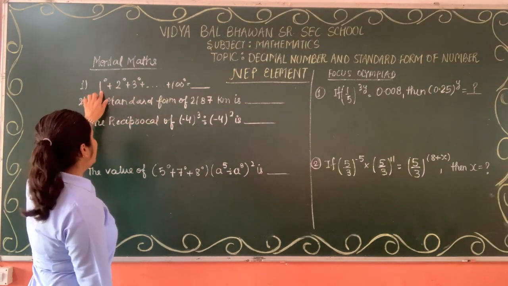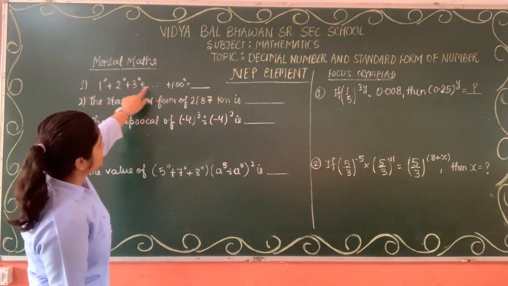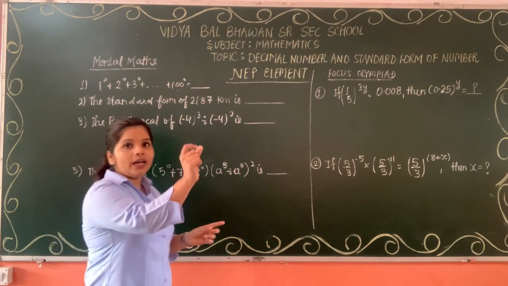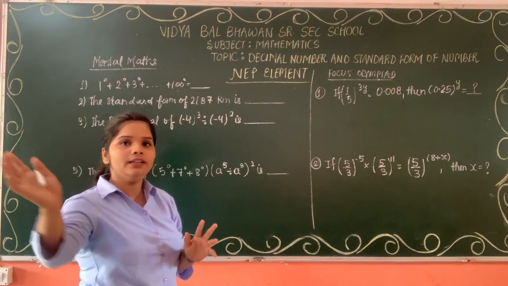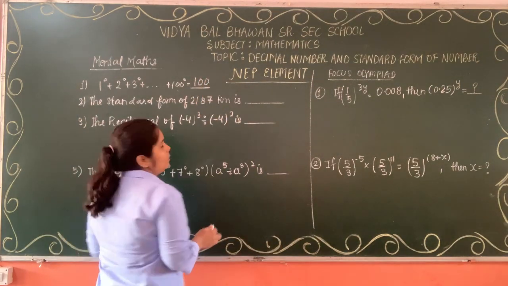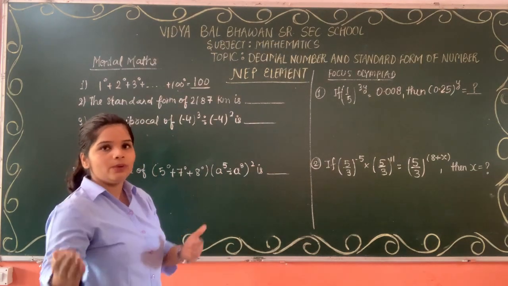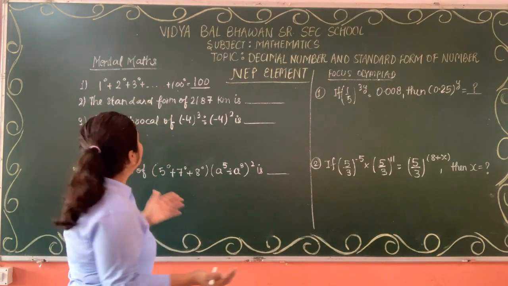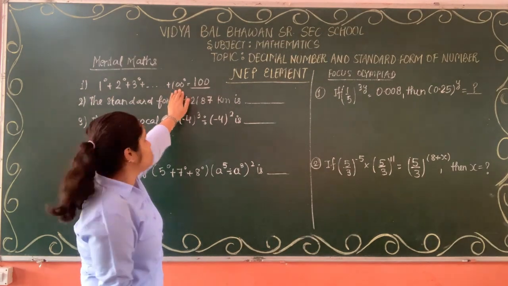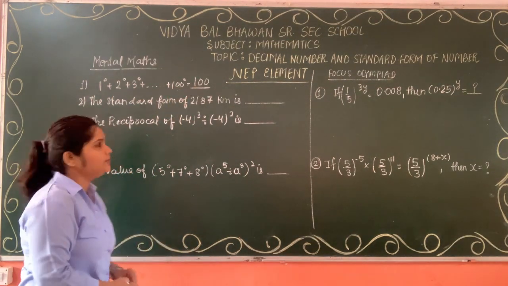What we are doing? 1 plus 1 plus 1 plus 1 plus 1 until 100. So we are adding 1 how many times? 100 times. So the answer will be 100 only. 1 plus 1 is 2, 2 plus 1 is 3, 3 plus 1 is 4. So we are doing this till 100 raised to the power 0. So the answer will be 100 only.